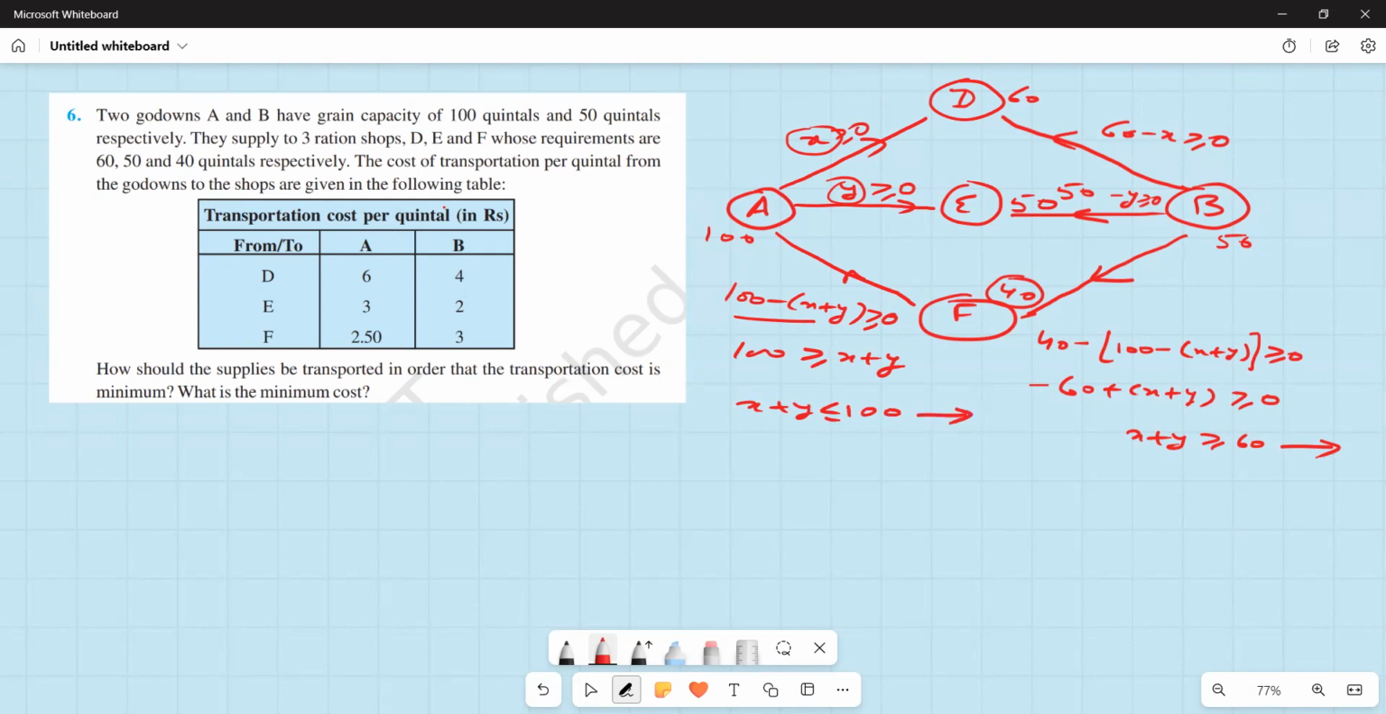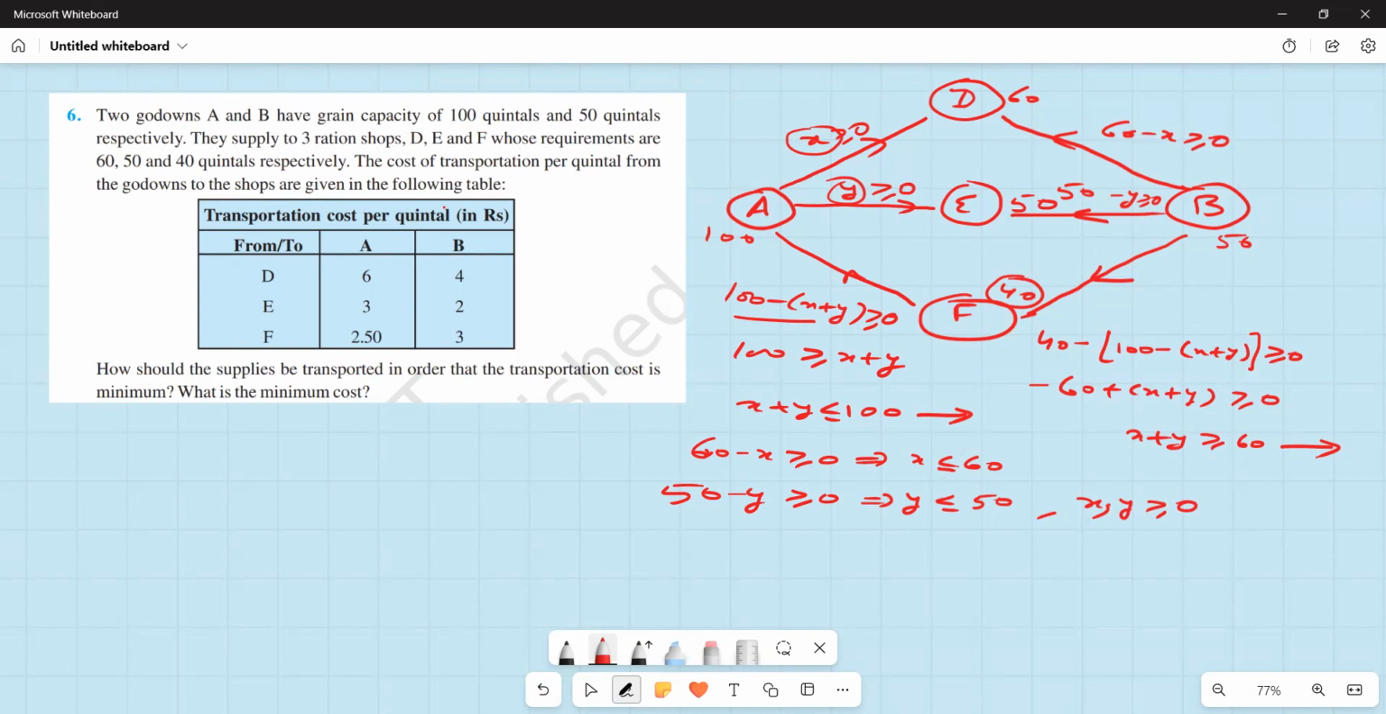Second equation you are getting from here. Third, 60 minus X is greater than or equal to 0. So you can say X less than or equal to 60. Next, 50 minus Y is greater than or equal to 0. So you can say Y is less than or equal to 50. So these are the four conditions and then X, Y positive. These are your linear inequalities which you have to plot to get the solution.